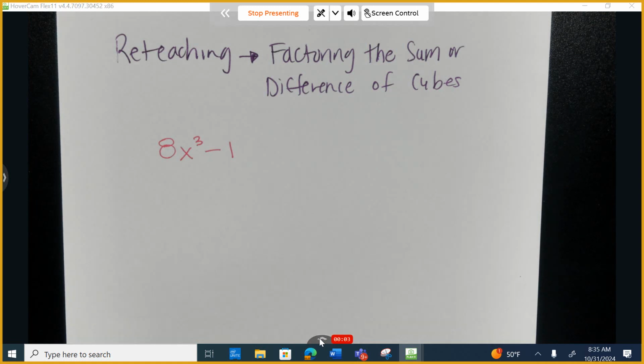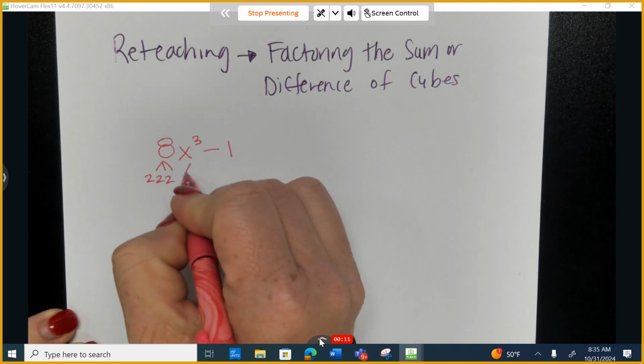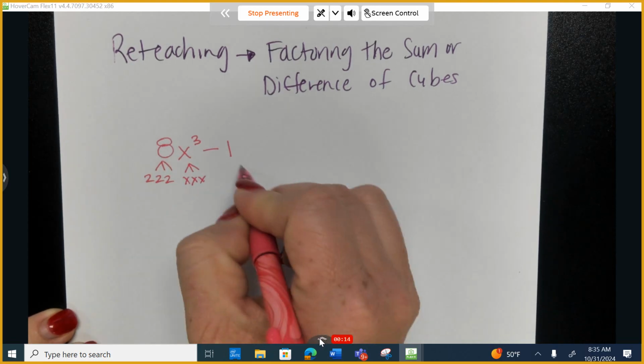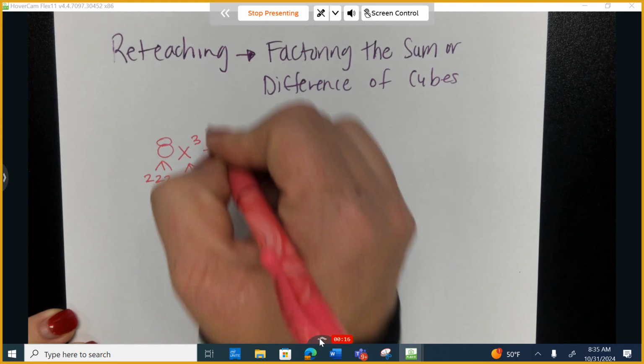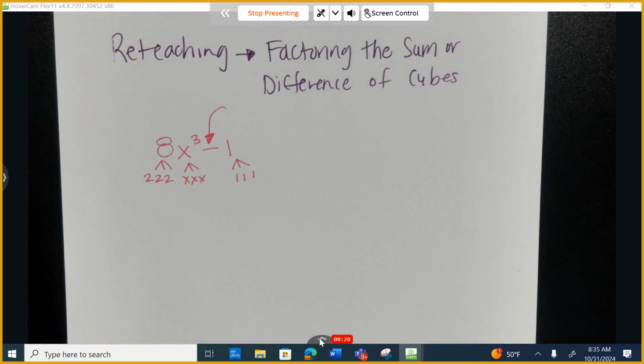In this video, we are going to talk about factoring the sum or difference of cubes. And so let's get started with this first expression. Notice that 8 breaks into 2 times 2 times 2, x breaks into x, x, x, and 1 breaks into 1, 1, 1. Also notice that we have subtraction. With cubes, we can have the sum or difference.